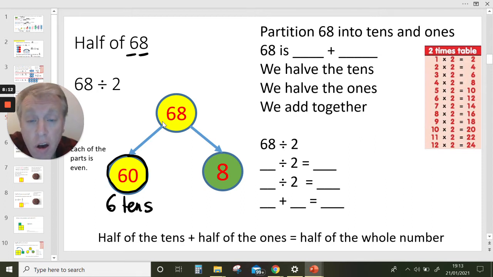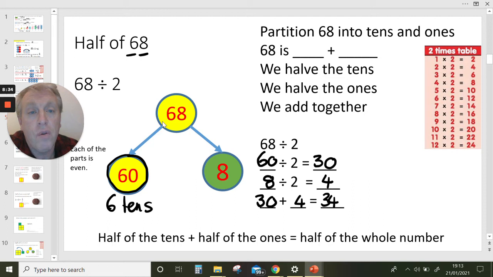We do half of the tens, so can you see we split 68 into 60 and 8. 60 divided by 2 is 30. 8 divided by 2 is 4. We add the two parts together. 30 add 4 is 34. Oh, I forgot this. 68. I just drew it on the... Oops.